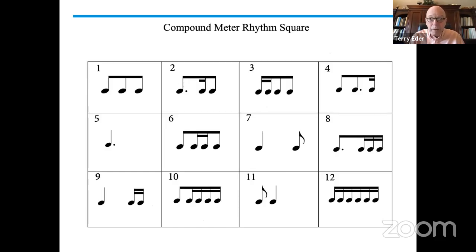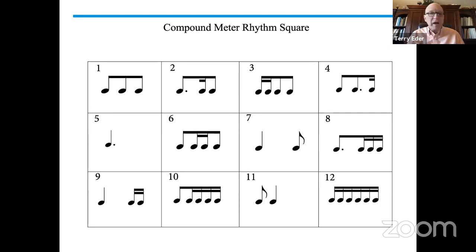Then is my compound meter rhythm square. And everybody thinks compound is harder than simple. I don't think that at all. I think it's just a different flow. I mean, rather than the beat note being divided into 2 parts, the beat note here is divided into 3 parts. So this is like 1 and 1, and the numbers break down quicker on this.